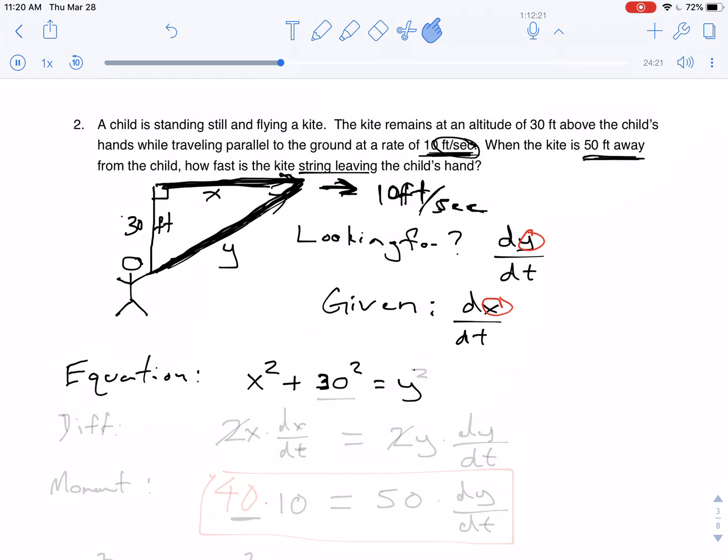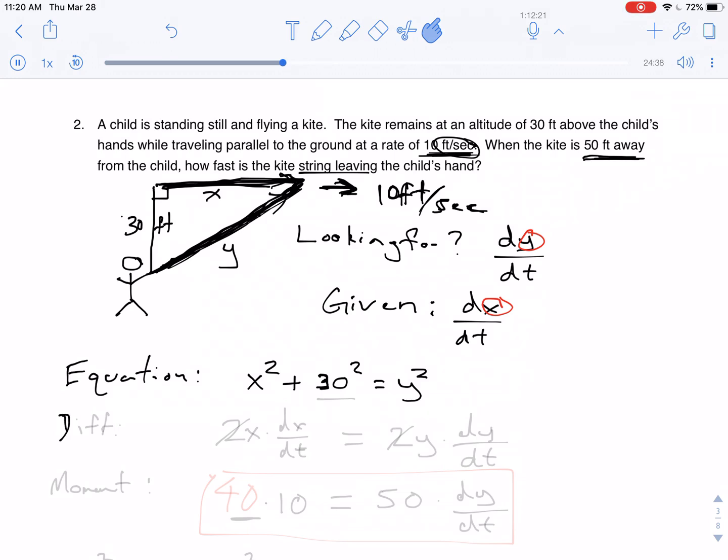Oh, my pen died. Y squared. Okay. So now I have an equation in terms of x and y alone. That's the idea of the equation step.